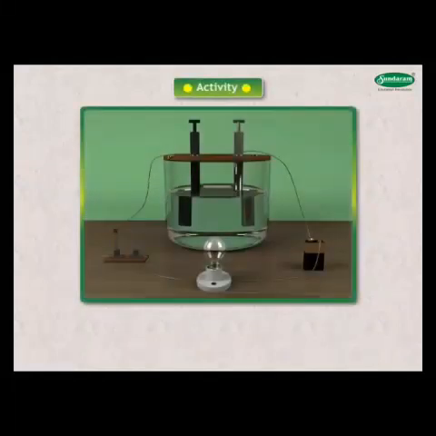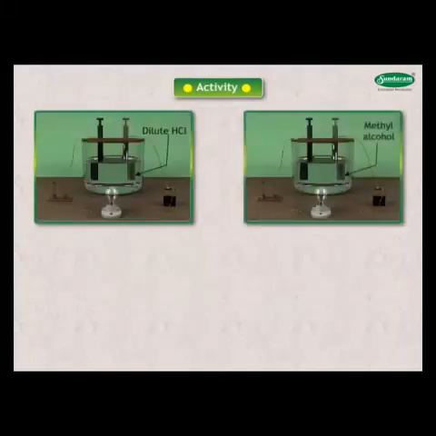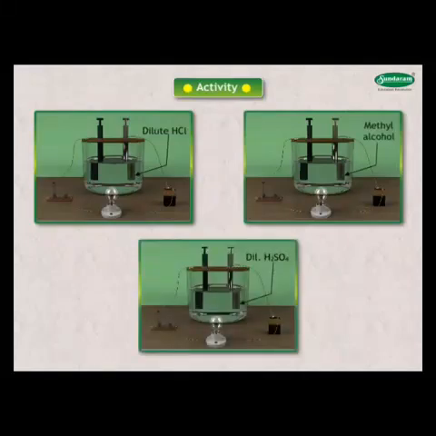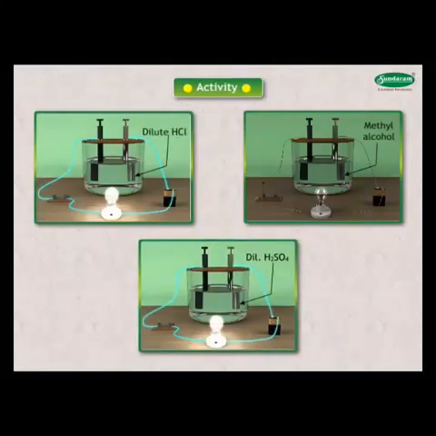Ionization in acids and bases. Activity. Take 25 milliliters of sugar solution in 100 ml beaker. Dip 2 carbon electrodes. Connect the electrodes to 2 terminals of 6-volt battery through a bulb and switch. What do you observe? The bulb does not glow. If you repeat the same experiment with dilute HCl, methyl alcohol, dilute H2SO4, what will happen? The bulb glows in HCl and H2SO4 but does not glow in methyl alcohol. Glowing of the bulb indicated flow of electric current through the solution.